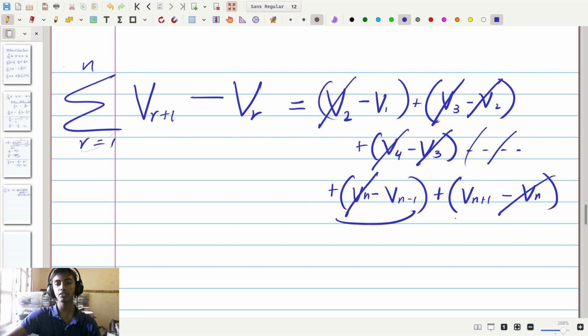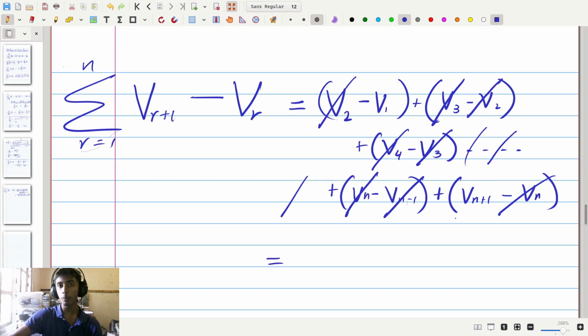Considering this previous term, it also has a negative v of n minus 1. From our pattern, we know that the previous term before it would have contained a positive v of n minus 1. Therefore, this term would have cancelled to that previous term. This would continue so on and so forth for all of the terms, leaving us with just this component of the first term and this component of the last term.